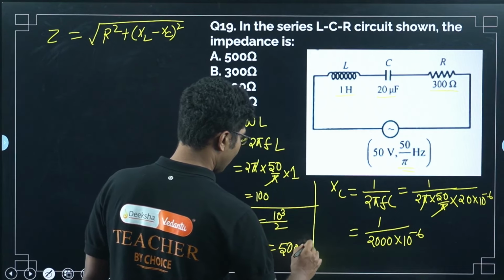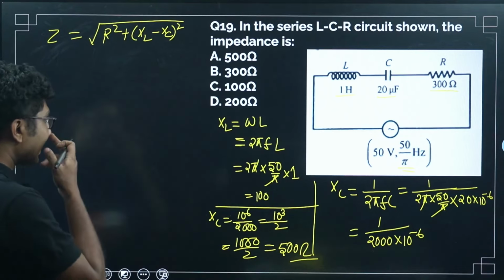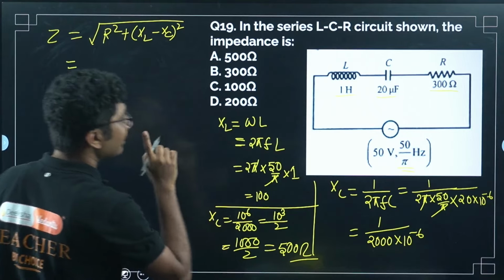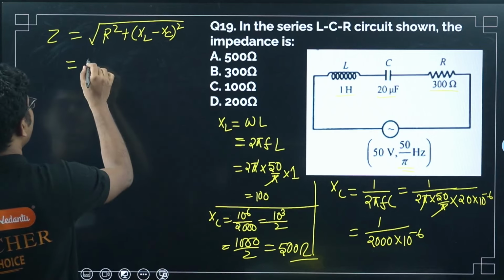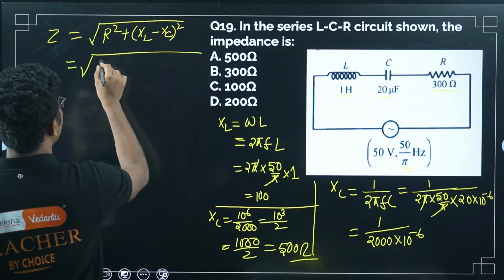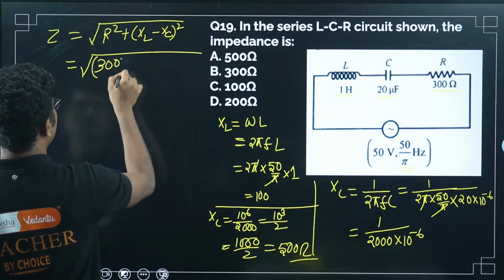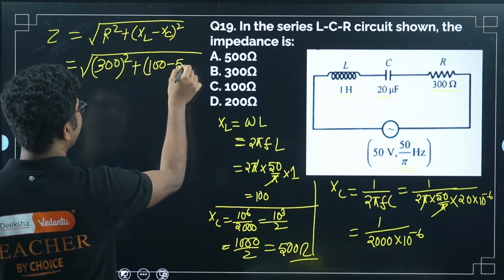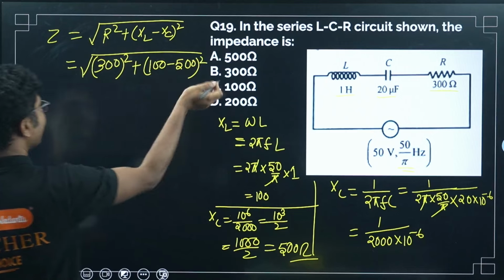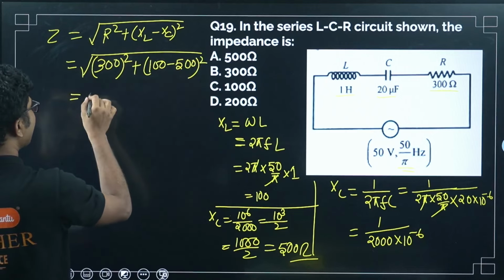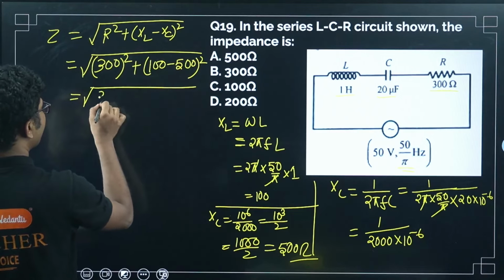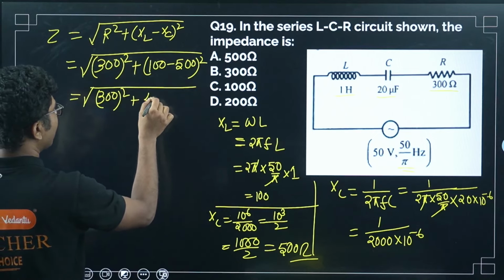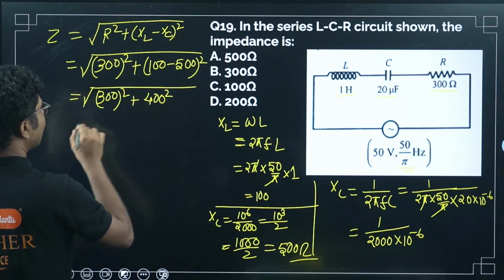So we have calculated XC, we have calculated XL. R is given already, 300, right? So we just have to calculate the impedance. So 300 whole square plus 100 minus 500 whole square. It does not matter because there is a square outside. No matter what you do, it is 300 square plus 400 square. The sign here will always be positive.